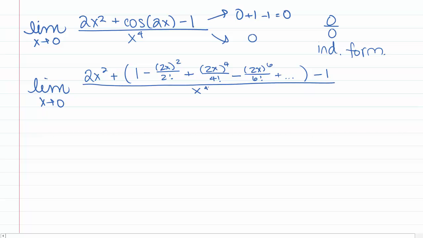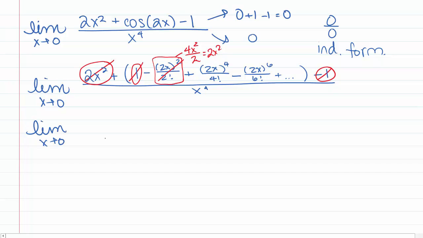And what can we say then? Well, we have a plus 1 here and a minus 1 here, so we can add those together and get 0. And we also have a 2x squared here, and we have a term here that's an x squared, so let's think about what that's going to simplify to. That's going to simplify to 2 squared x squared over 2 factorial, which is 2x squared. So these two terms are going to add to 0, and we're going to be left with the limit as x goes to 0 of 2x to the fourth over 4 factorial minus 2x to the sixth over 6 factorial plus 2x to the eighth over 8 factorial plus dot dot dot, over x to the fourth.